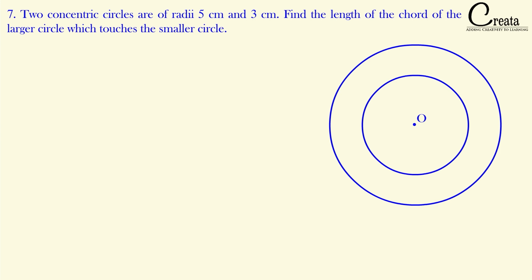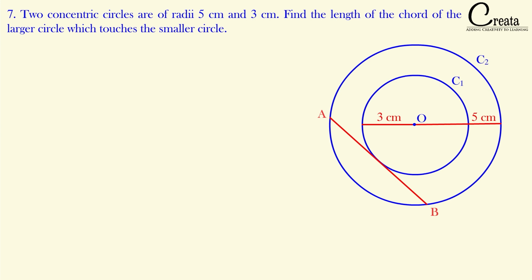Let's give the names to the circles as C1 and C2. The radius of the bigger circle is given as 5 cm and the radius of the smaller circle is given as 3 cm. Further in the question, a chord to the bigger circle is given which is touching the smaller circle. And we have to find the length of this chord. Let's give the name to this chord as AB and we have to calculate the length of this chord.